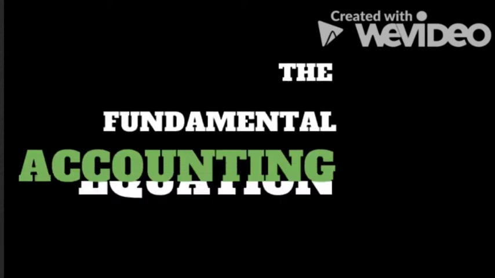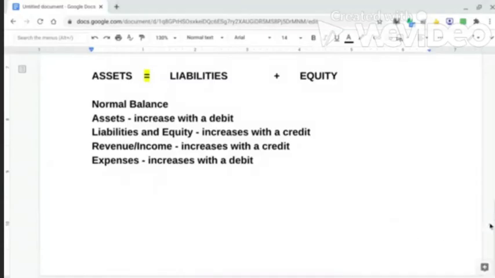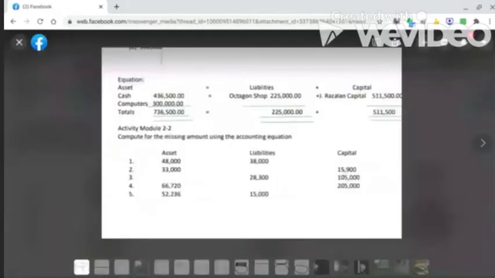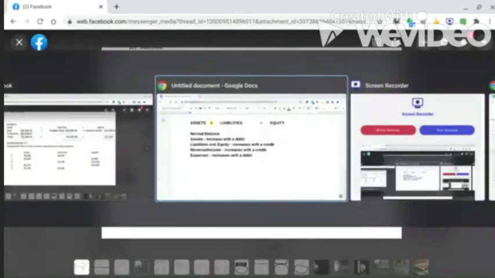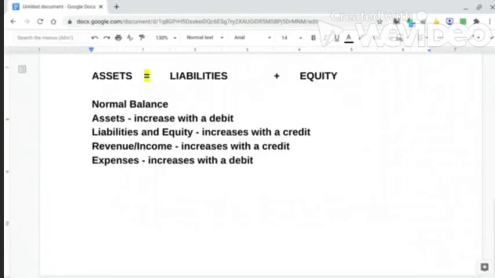Okay, so welcome to part 3 of the fundamental accounting equation. In this video, we are going to answer this activity wherein we're going to compute for the missing amount using the accounting equation. Just to recap what we have discussed in our last two videos, assets is equal to liabilities plus equity. So we are going to use this equation in completing this table here.